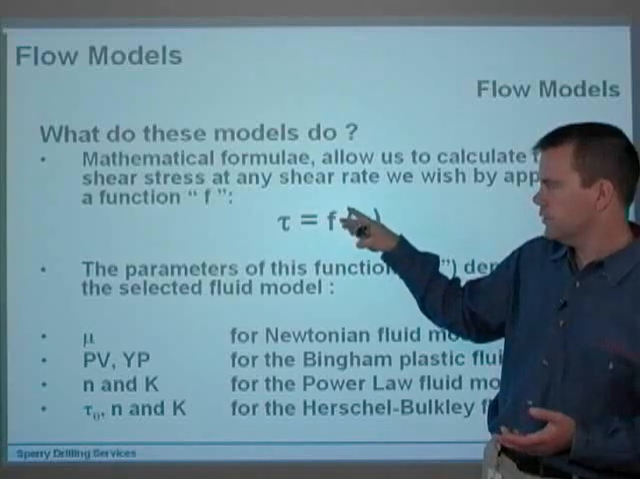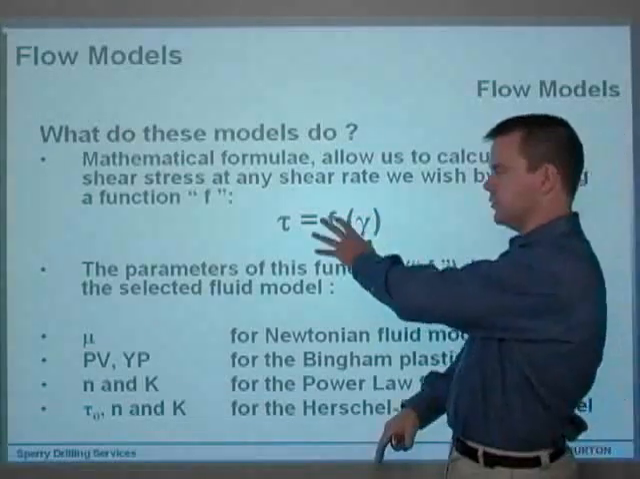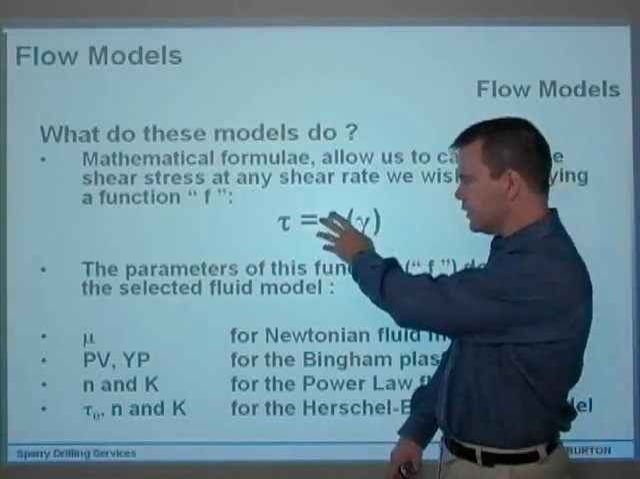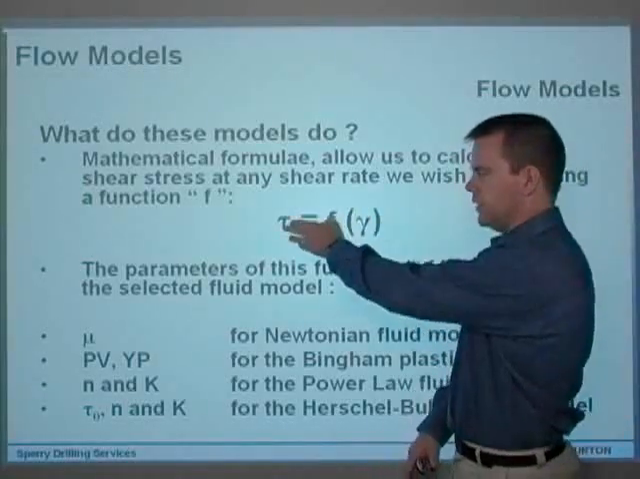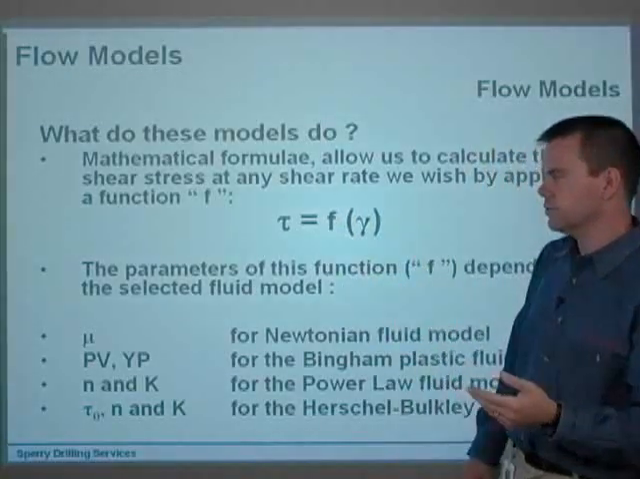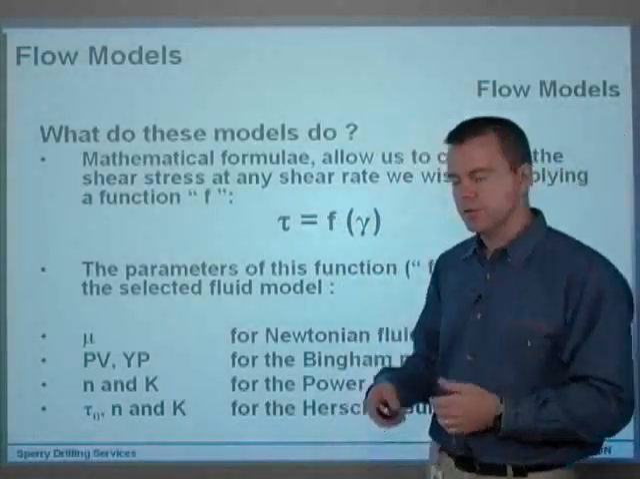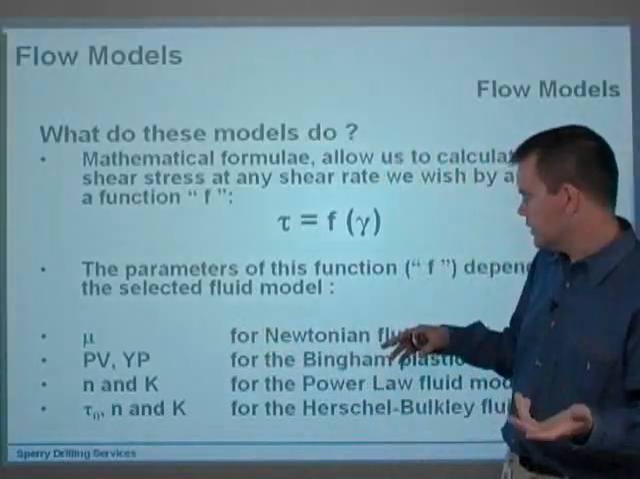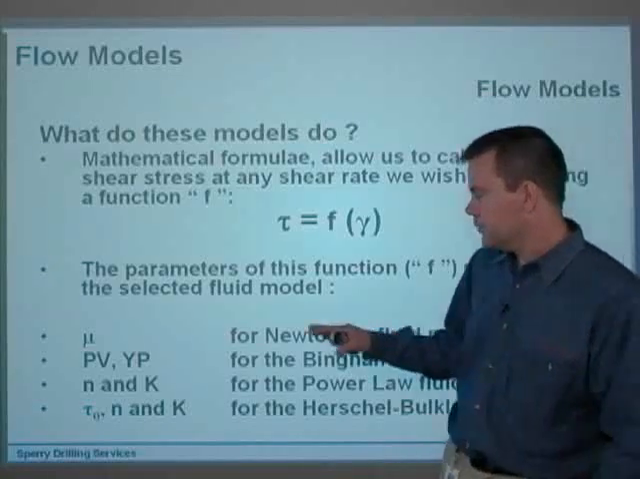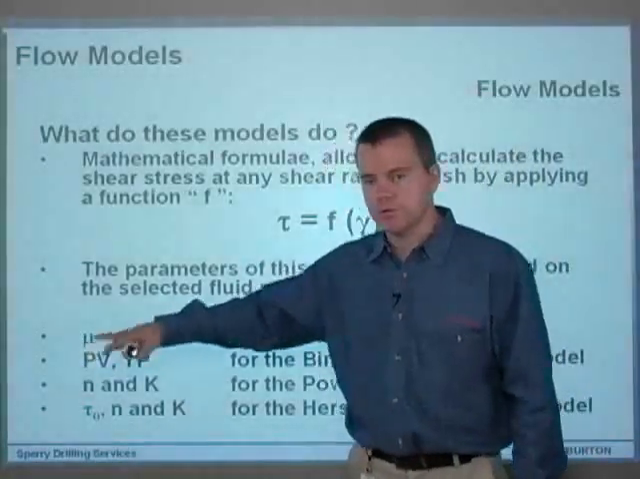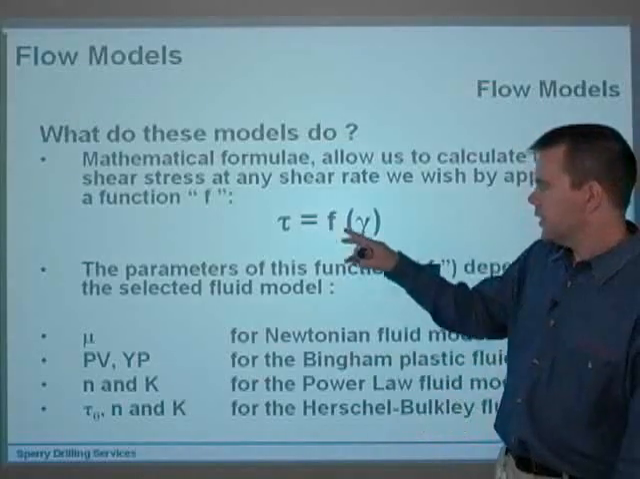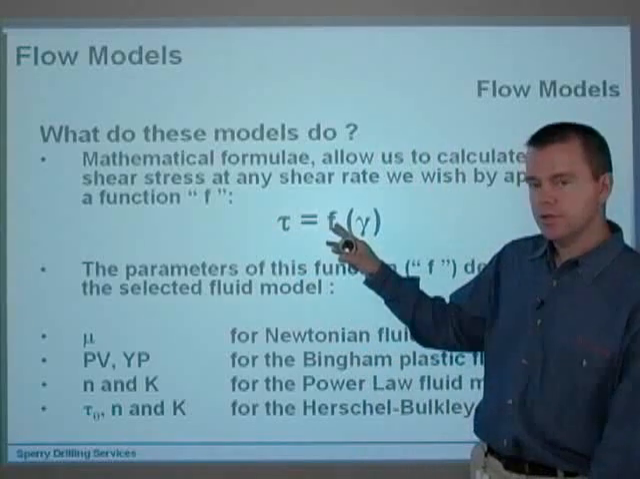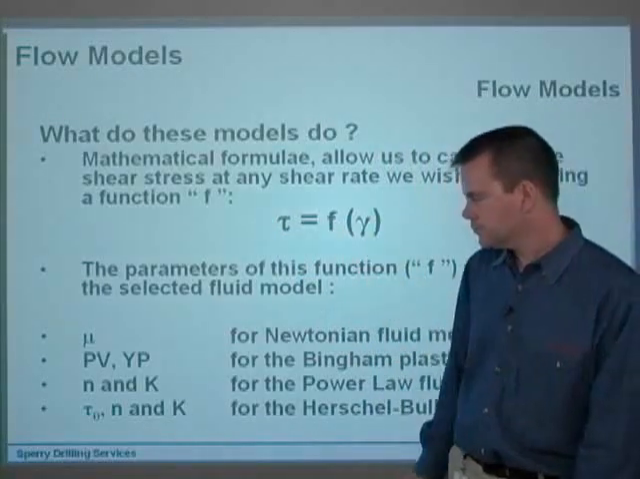So all these models can be broken down to this equation. That's something to bear in mind. You apply a function to your shear rate, and you can determine what your shear stress will be at that shear rate. Now, the parameters of this function f depend on the selected fluid model. For a Newtonian fluid model, f is actually mu, as I showed you earlier on the graph. F becomes mu, so that's basically tau equals viscosity times shear rate.